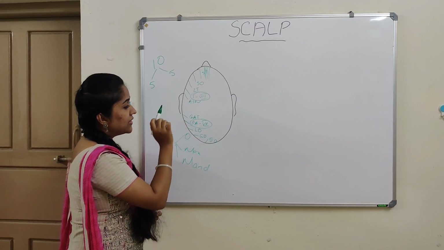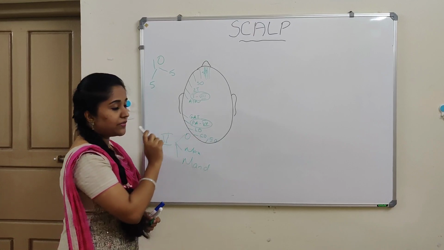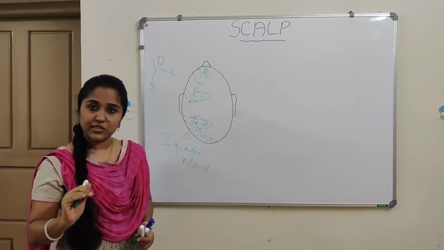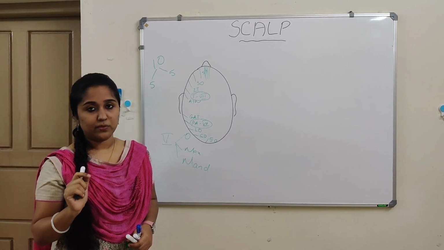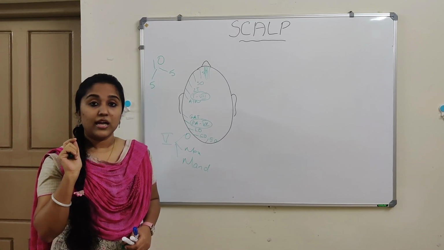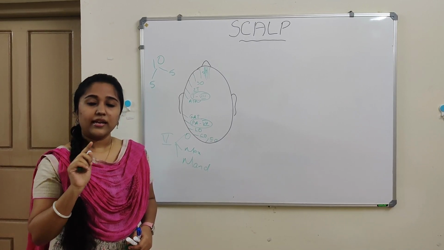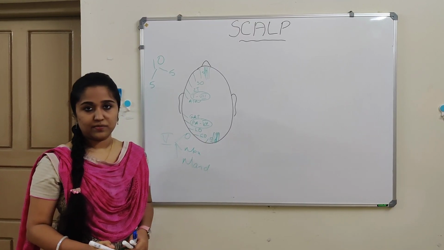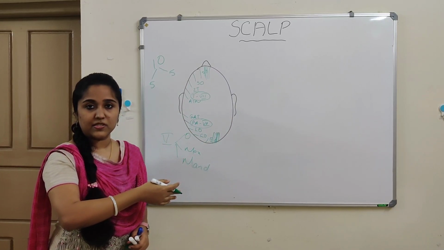The greater auricular nerve is derived from C2, C3 of the cervical plexus. The lesser occipital is from C2 of the cervical plexus. The greater occipital is from C2 of the cervical plexus. And the third occipital is from C3 of the cervical plexus. Whereas the posterior auricular branch is a branch of the facial nerve, and this branch is a motor nerve and it supplies the occipital belly of occipitofrontalis. So similarly, on either side we have these 10 nerves.